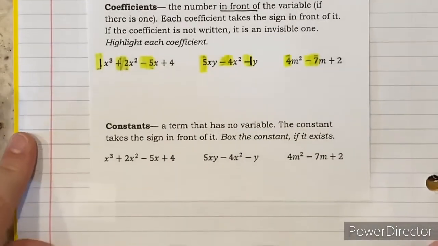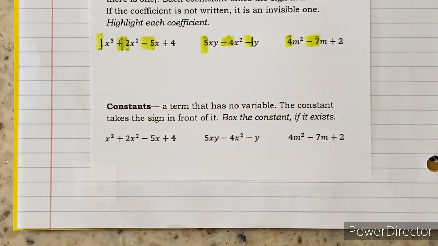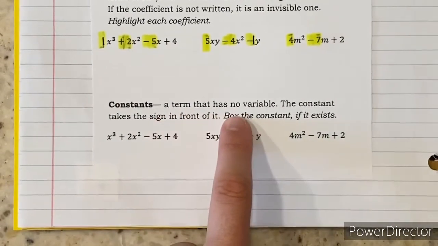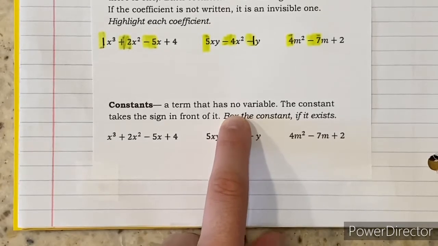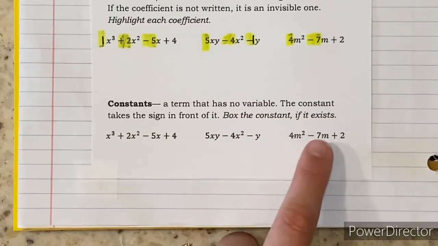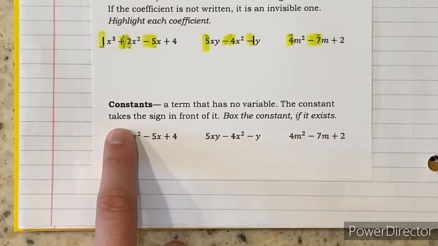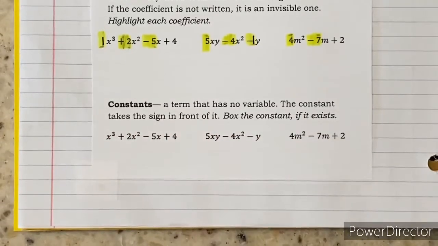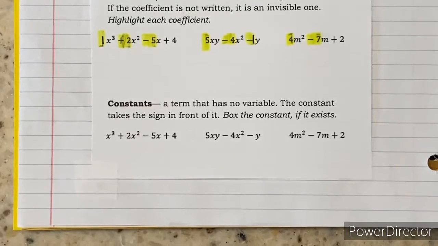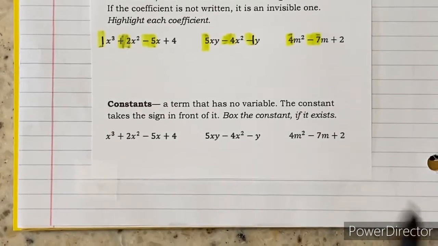And then the last one is a constant. Now, a constant is a term that has no variable. In other words, it's just a number by itself. The constant takes the sign in front of it, and we're going to box the constant if it exists. So this time, we're just going to put a box around the constant. And remember, we're looking for a number by itself.